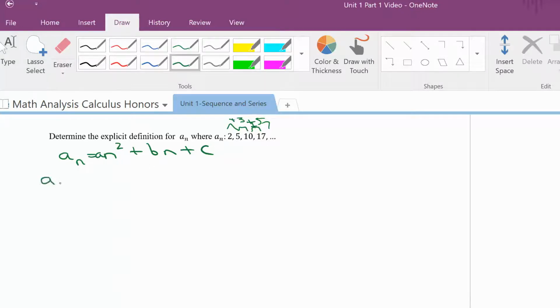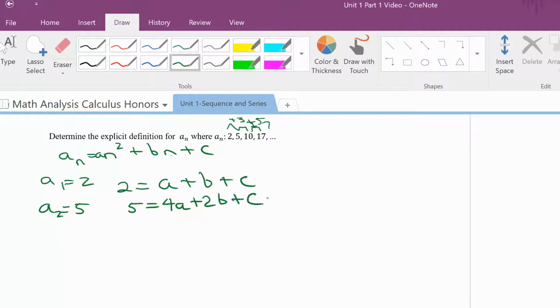because first term is 2, right? So that means n equals 1. So that means that 2 is equal to a plus b plus c. If I put 1 in for the n's, I get that 2 equals a plus b plus c. The second term is 5. So I know that 5 is equal to 2 squared is 4, so 4a plus 2b plus c. And if I put 3, the third term is 10, so if I put 3 in for n, I get 9a plus 3b plus c.